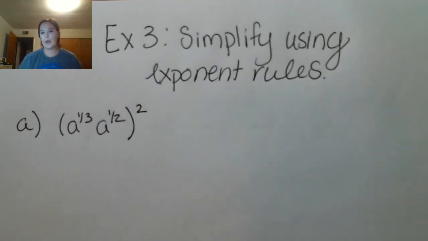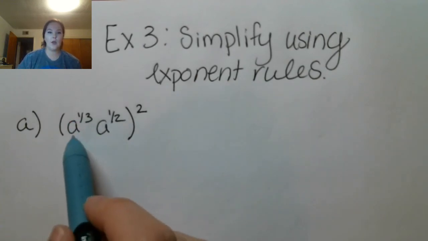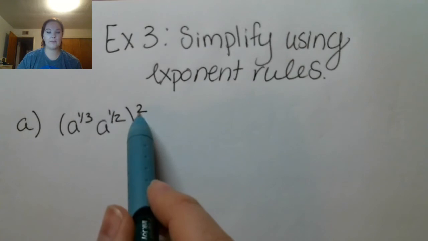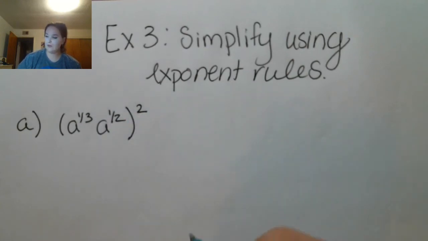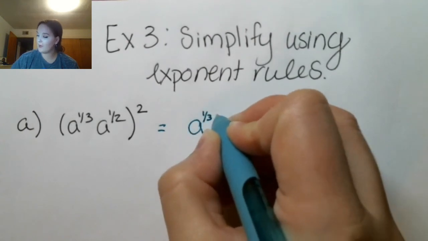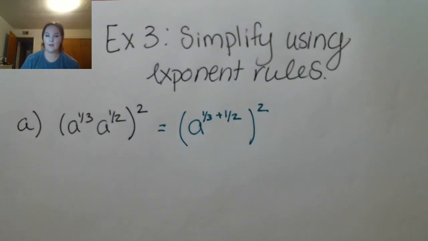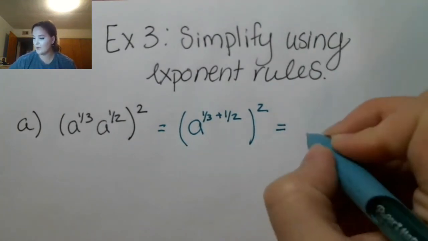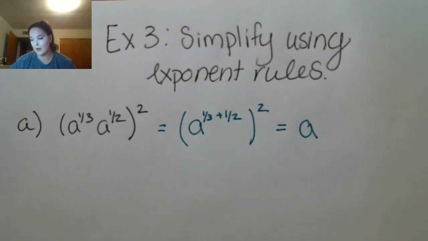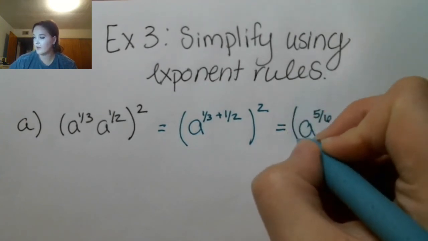So I want to go ahead and do this one first the way that we did the previous example, where we added these first and then multiplied by 2. If we're going to do that, we would have a to the 1/3 plus 1/2, squared. So I'm going to add those two fractions together by making common denominators. So I would have 2/6 plus 3/6, which is 5/6.